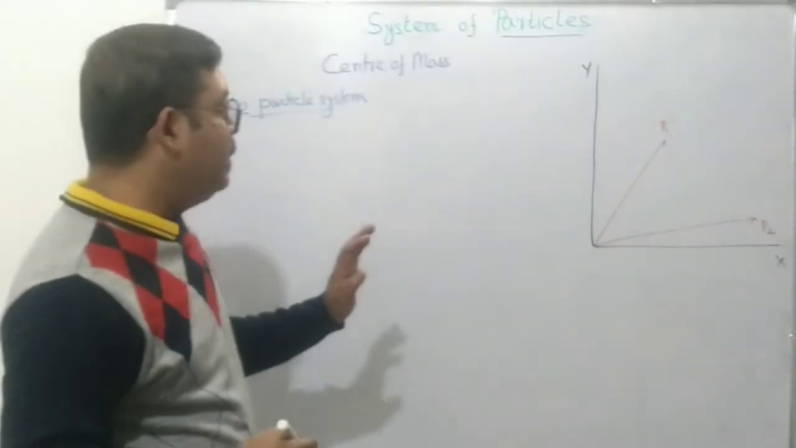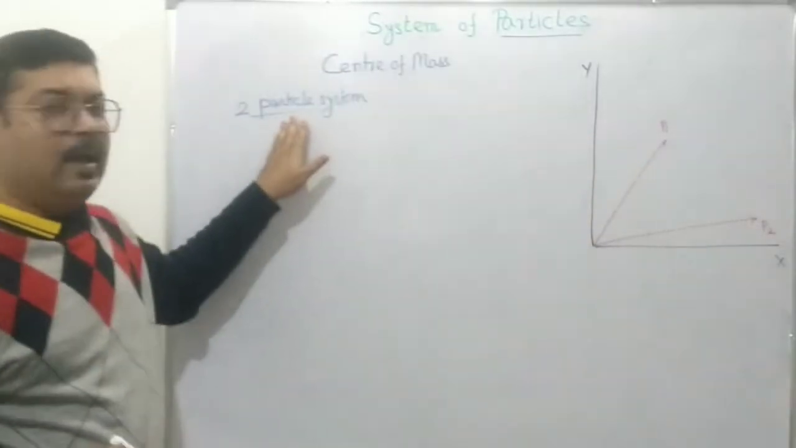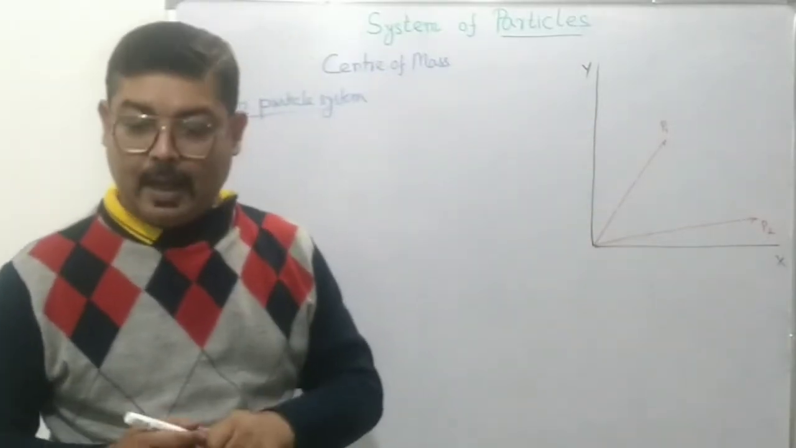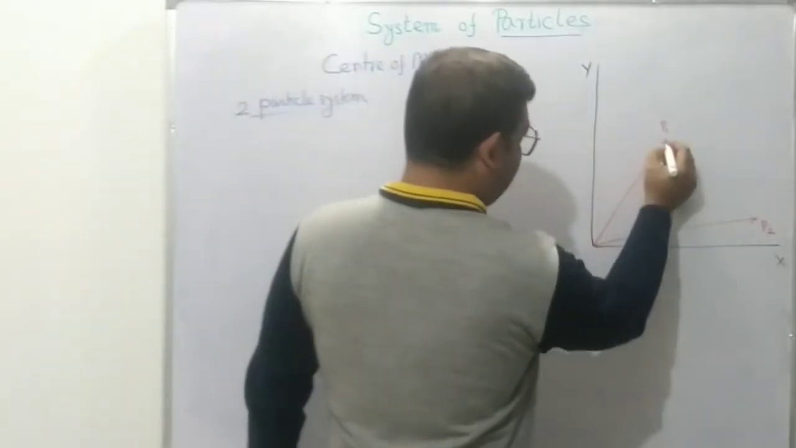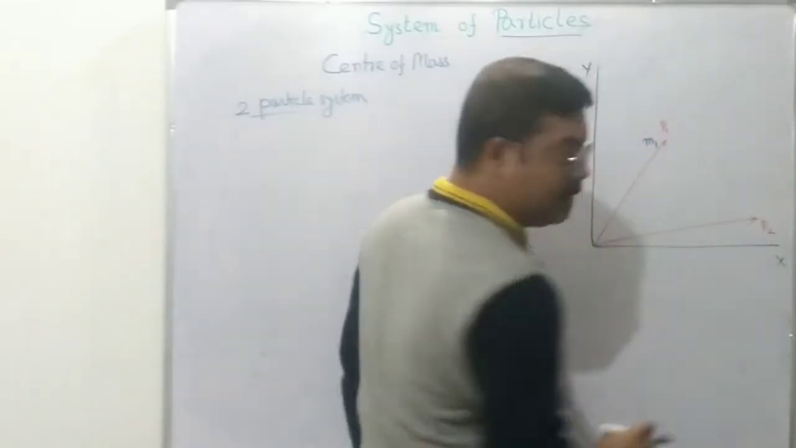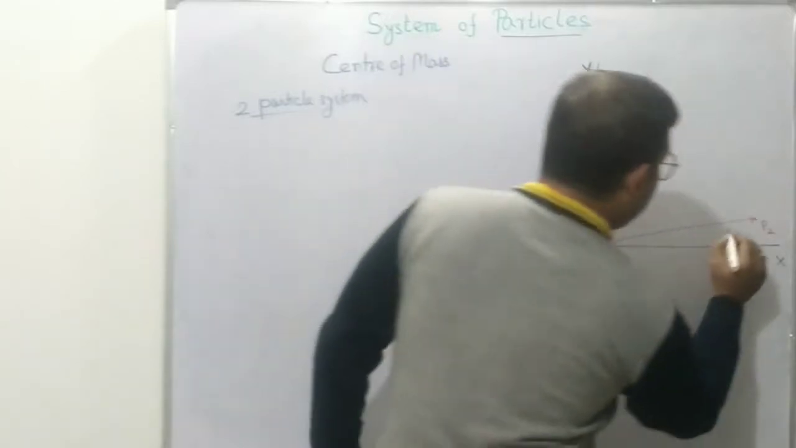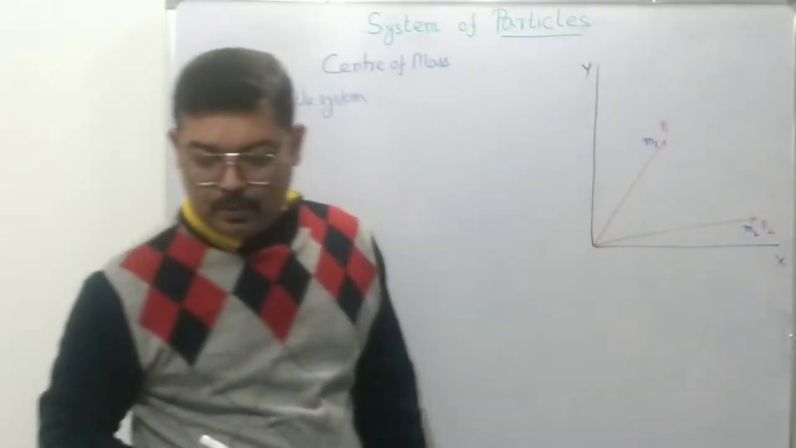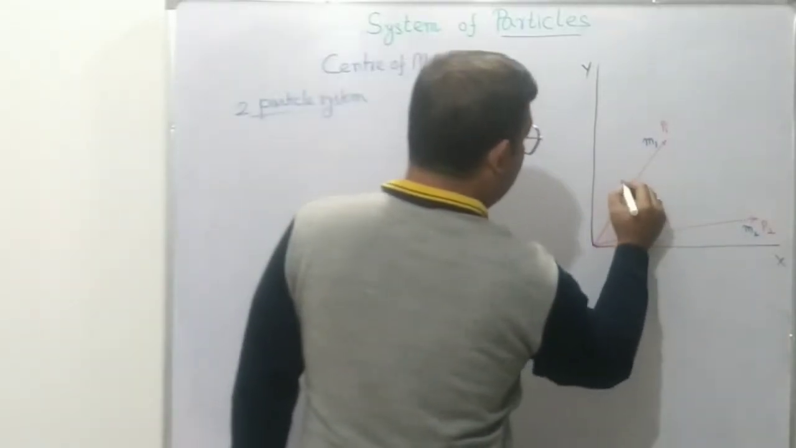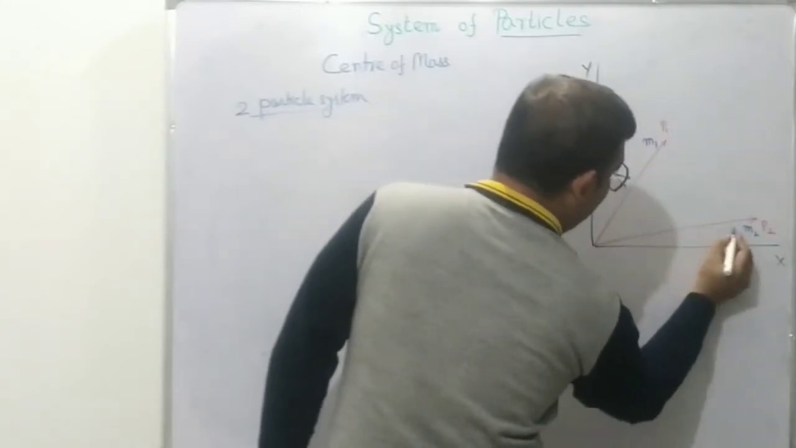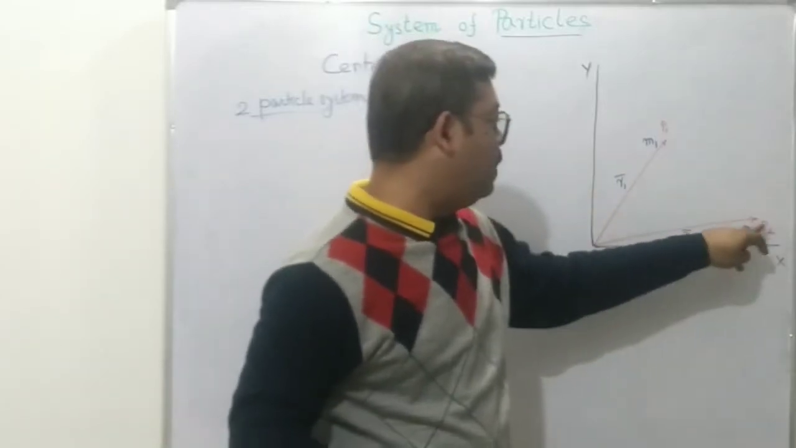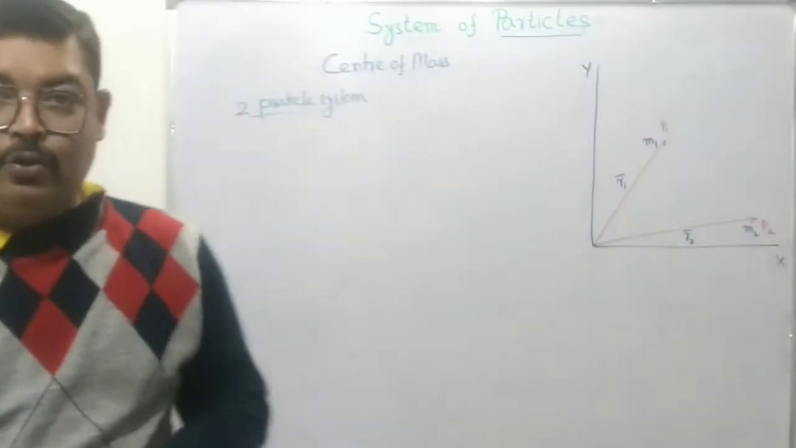Alright, now let us consider a two-particle system. What we are going to try is to find where the center of mass of this two-particle system will lie. First, let's say the first particle is at point P1 and has a mass of M1. The second particle is at point P2 and has a mass of M2. The position vector of point P1 we will call R1, and of point P2 is R2.